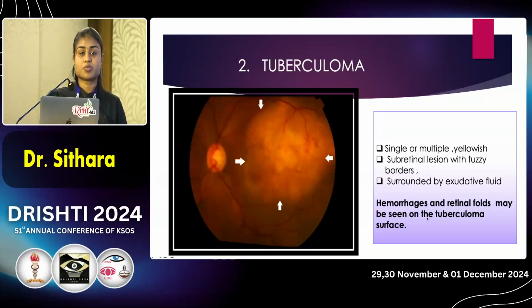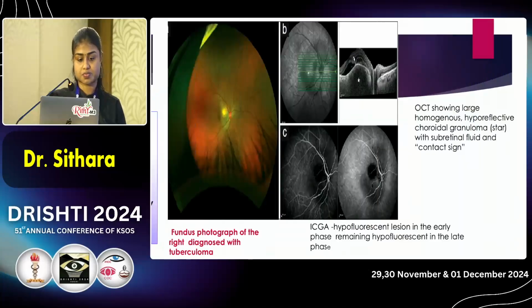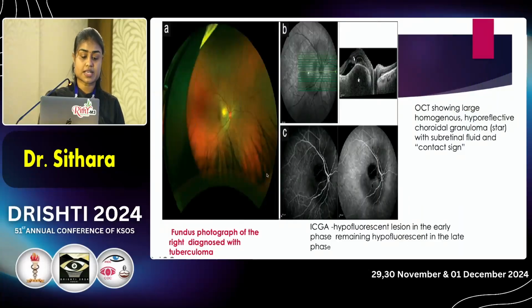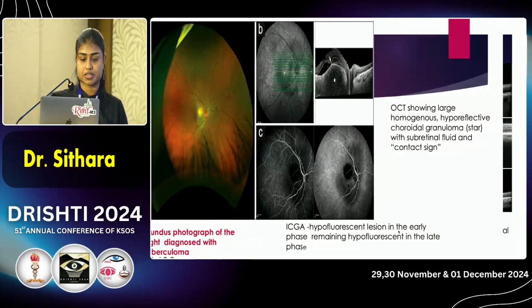The tuberculoma would be the second presentation, which can appear as a single or multiple yellowish subretinal lesions with fuzzy borders surrounded by exudative fluid. Hemorrhages and retinal folds may be seen on the tuberculoma surface. This is a right eye fundus photograph showing a tuberculoma. The OCT shows a large homogeneous hyporeflective choroidal granuloma with subretinal fluid, which can be a contact sign. ICGA shows a hypofluorescent lesion in the early phase, remaining hypofluorescent in the late phase.